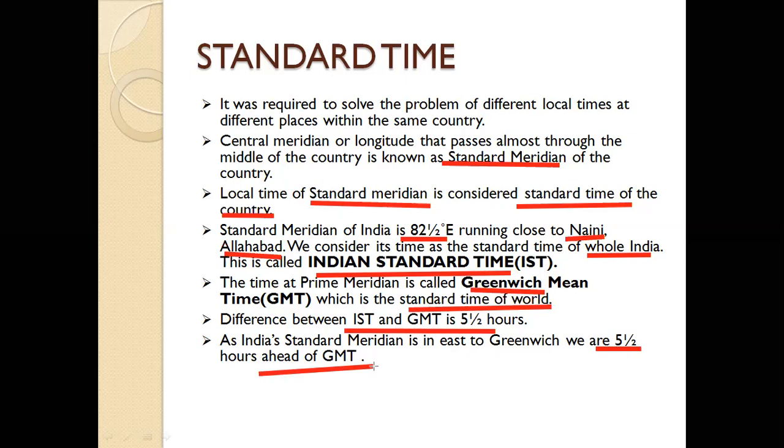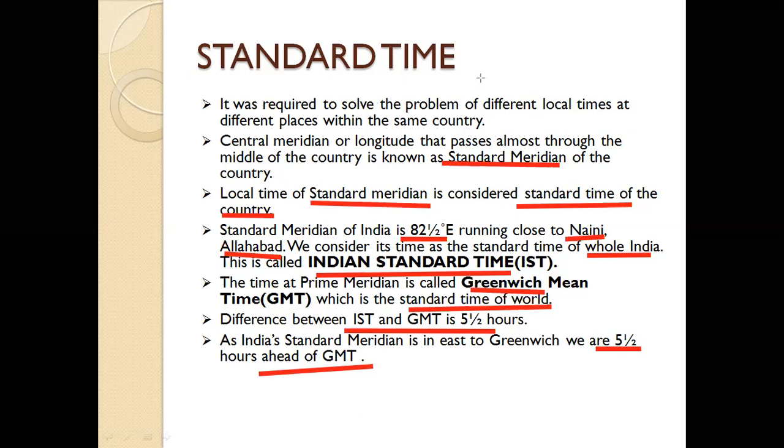So इसको हम in a simpler way we'll understand that we are 5.5 hours ahead of GMT. हम 5.5 hours उनसे पहले चल रहे हैं ईस्टर्न साइड में. India is situated in the eastern side, so we are having sunrise first, as we can say that हम जो है 5.5 hours उनसे पहले चलते हैं.